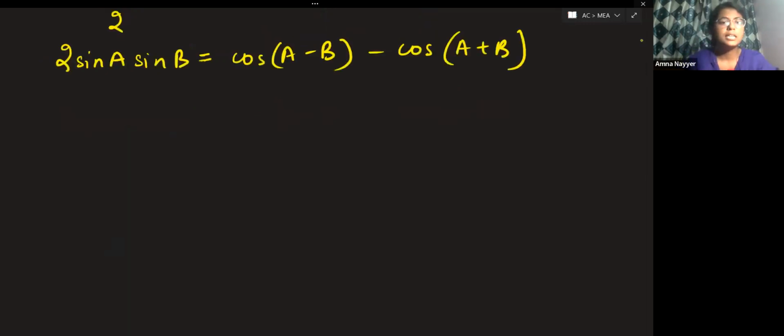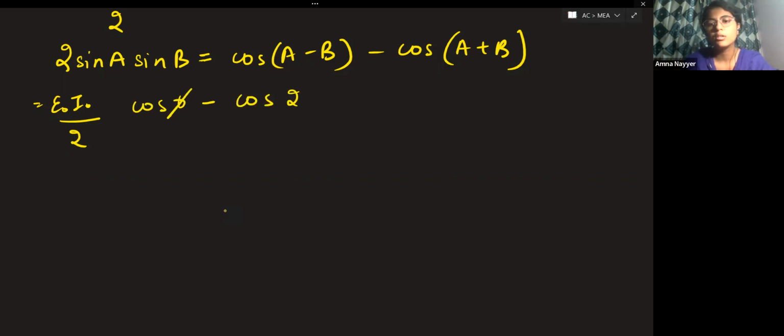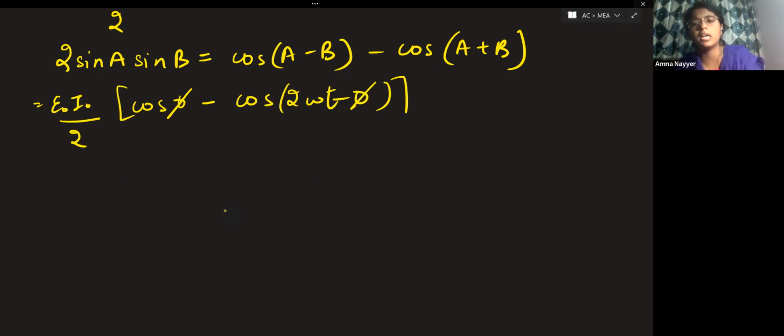This becomes E naught I naught divided by 2, the same. We are not disturbing this. Now only the 2 in the numerator got utilized. So here we can write it as cos phi minus cos of 2 omega t minus phi. If you open the brackets, omega t plus omega t will be 2 omega t. This much is done.